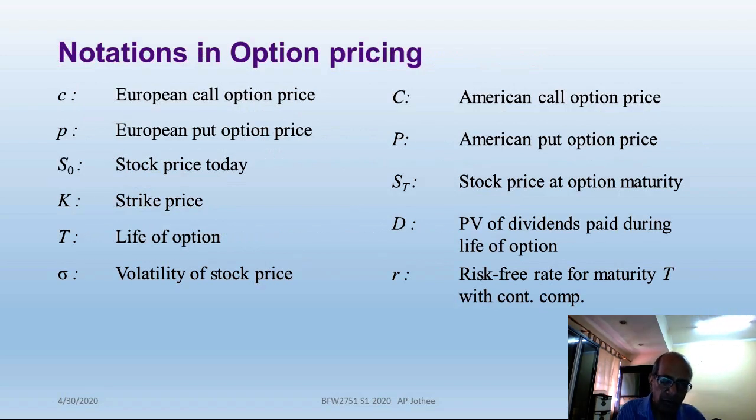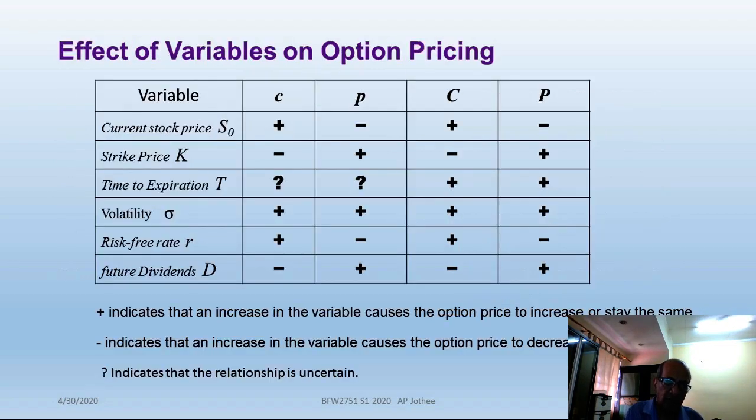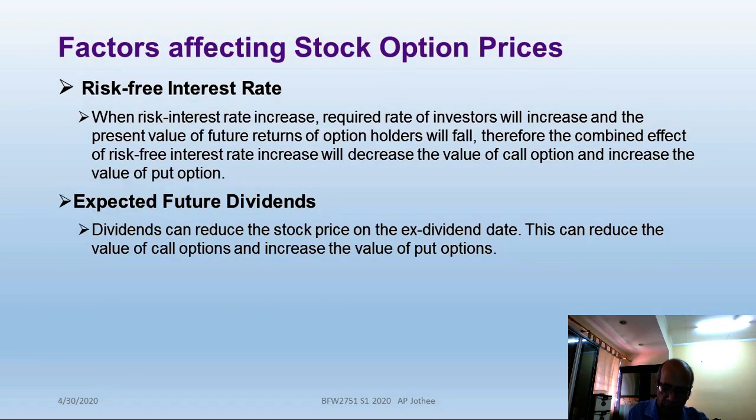Well, now you understand the notations you have taken into account, and you must remember which symbol belongs to what. Okay. Now moving on, we have got 6 variables here. These are the ones which will be the effect of the variables on option pricing. The first two columns, column 2 and column 3, are the call and put of European options. You can see small c, small p. And the last two columns are the American call and put.